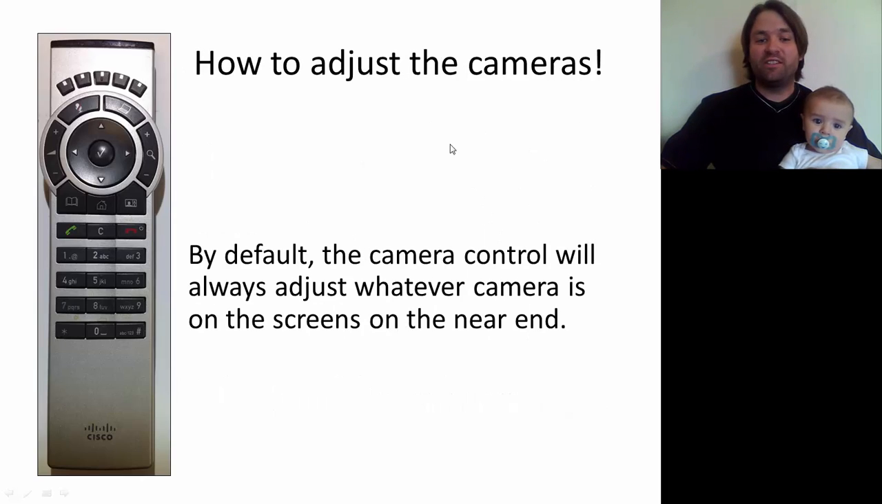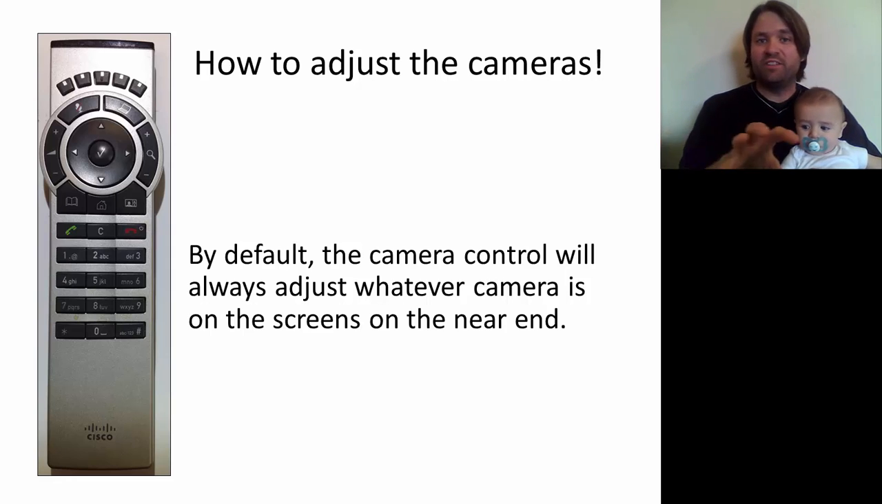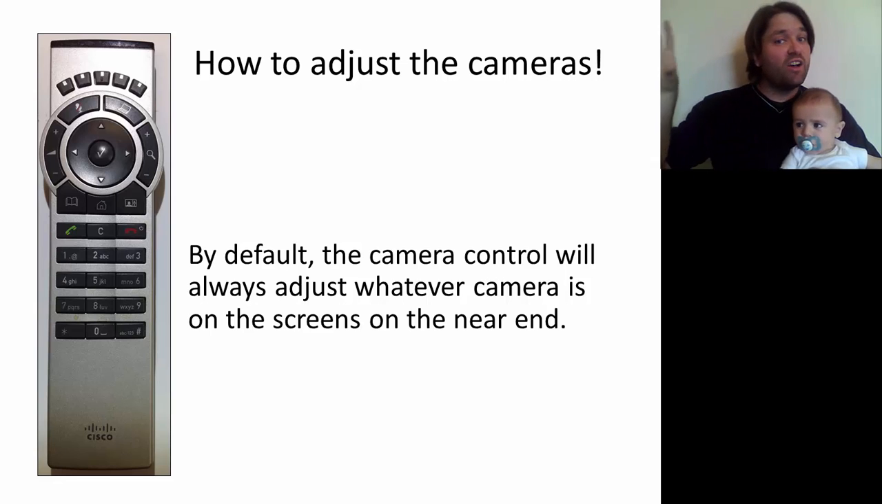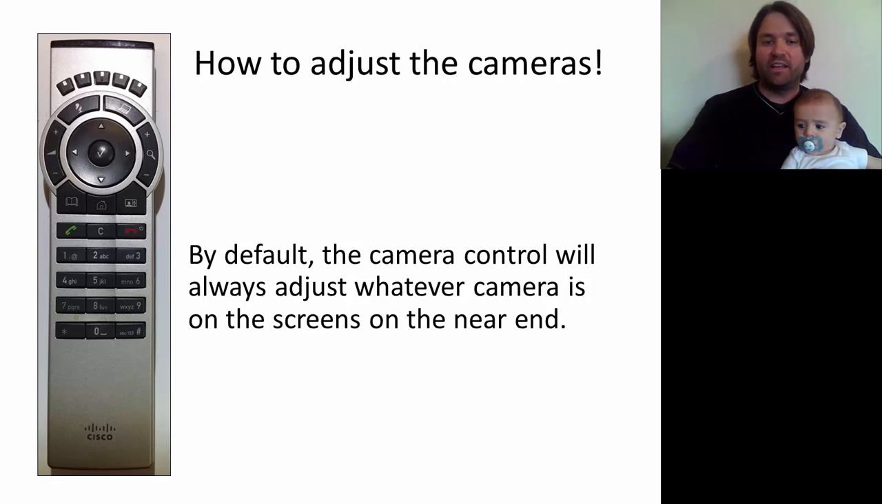Now, how to adjust the cameras. By default, the camera control will always adjust whatever camera is on the screens on the near end. And so if you have the instructor camera on, when you start controlling that camera, that is going to adjust the instructor camera. If you have the students on the screen, then the camera control is going to adjust that camera. So whatever is on the screen is what is being changed when you're doing the camera control.